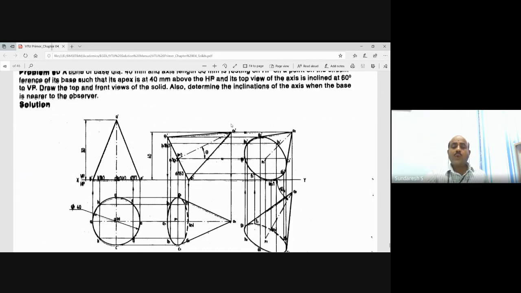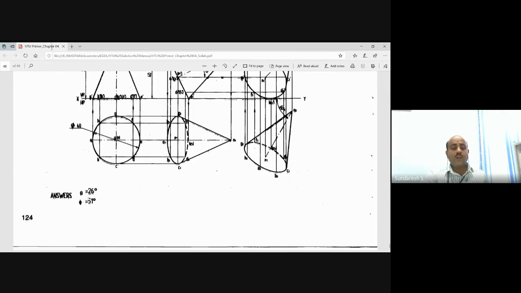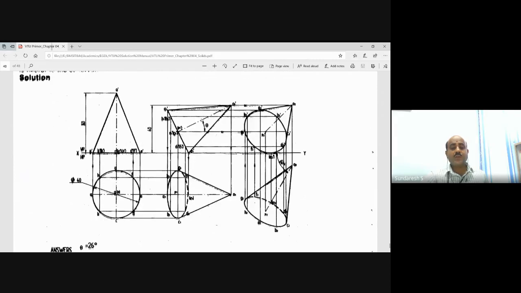Okay, now you have to measure the angle of the axis, at what angle the axis is inclined with respect to HP. So this is the theta they have shown. You have to measure that angle, and you are going to get it as 26 degrees.